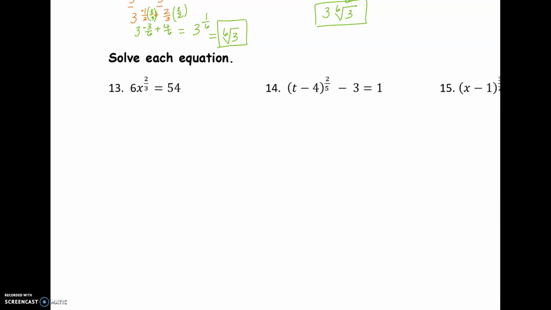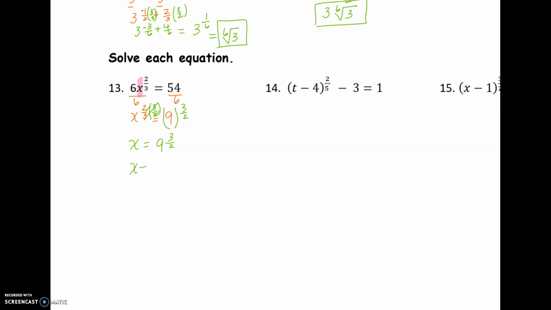Again, in number 13, we're solving, so we want x by itself. Before I can get x by itself, first I take care of the 6 by dividing, and I get x to the 2/3 equals 9. Now I get rid of the exponent by multiplying by the reciprocal. The reciprocal of 2/3 is 3/2. This becomes 6 over 6, or 1. So x equals 9 to the 3/2.